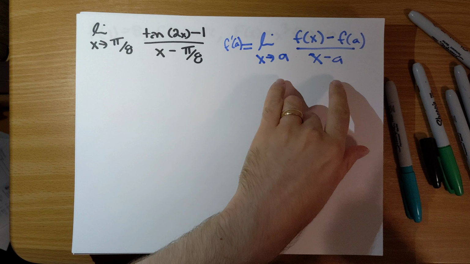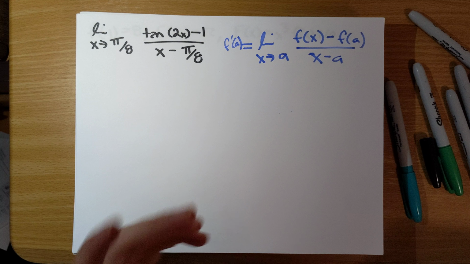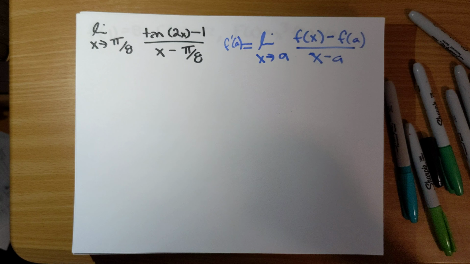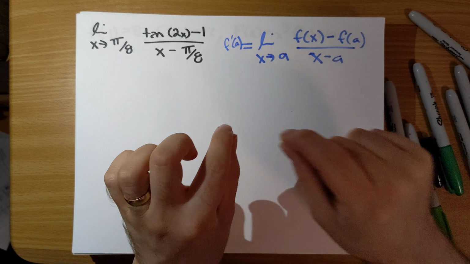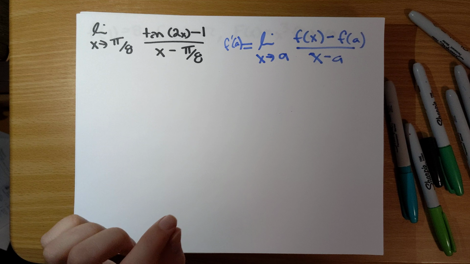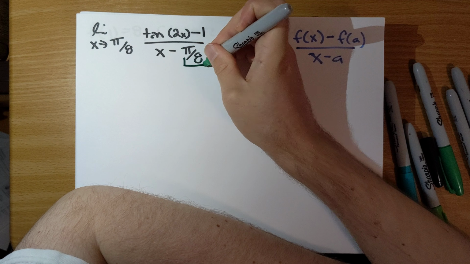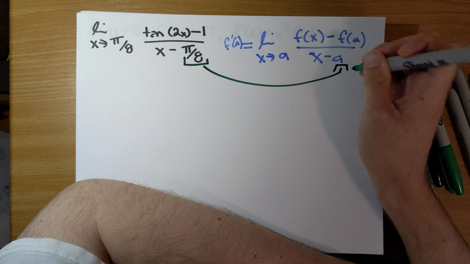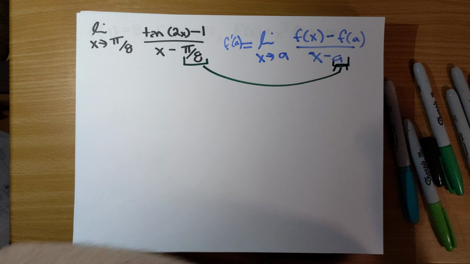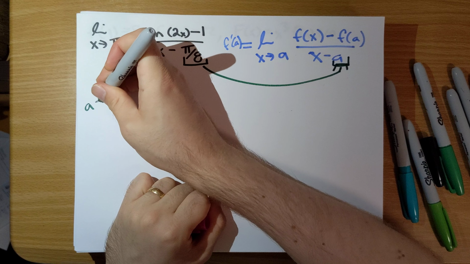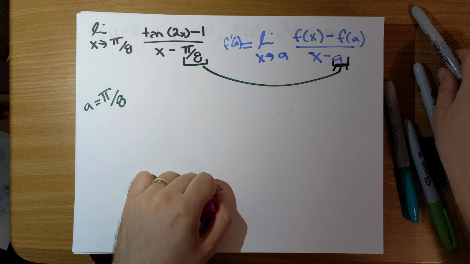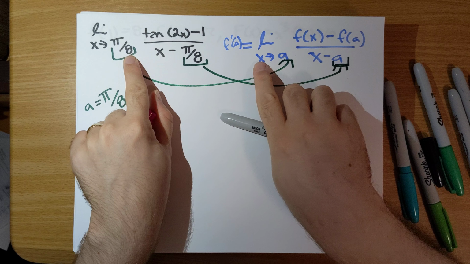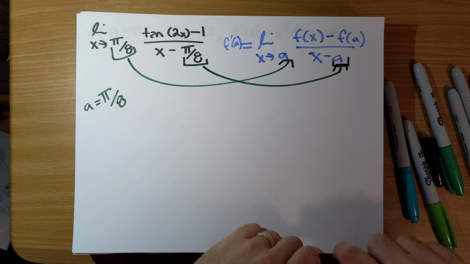Okay, so this is one of the definitions of the limit definition of the derivative that you should know. Once we take a look at this, we can start making comparisons and identifying things with each other. For example, the fact that we have this x minus pi over 8 downstairs, that sure looks like we're going to have a equal to pi over 8. That also is reinforced by the limit as x goes to pi over 8, the limit as x goes to a. Yeah, we're identifying a with pi over 8.